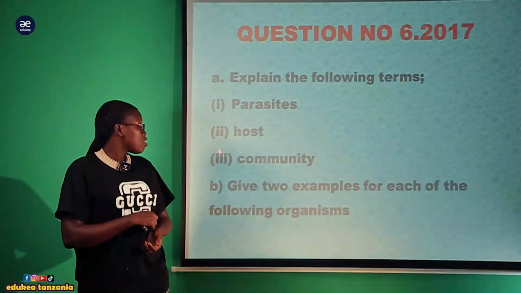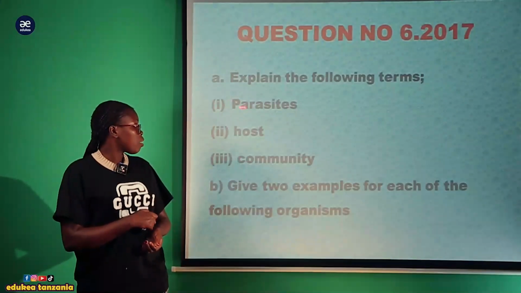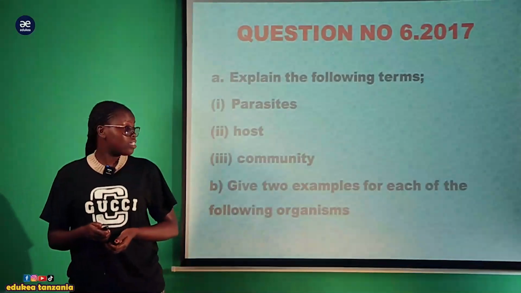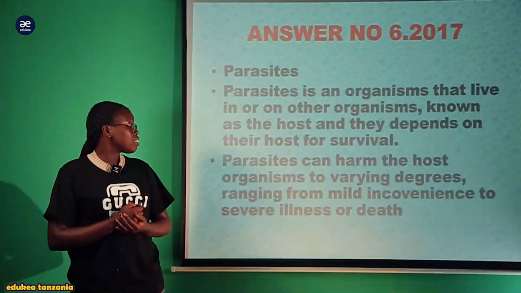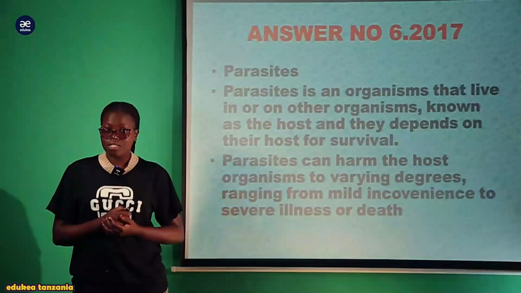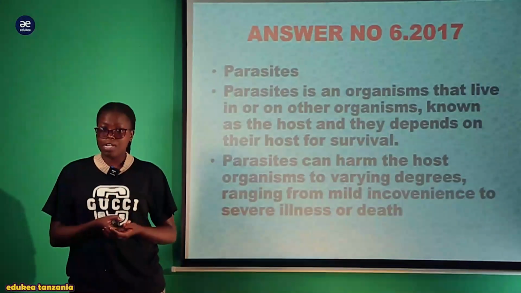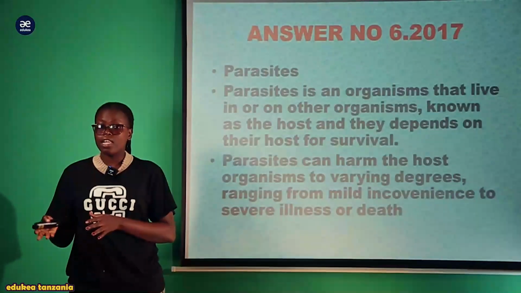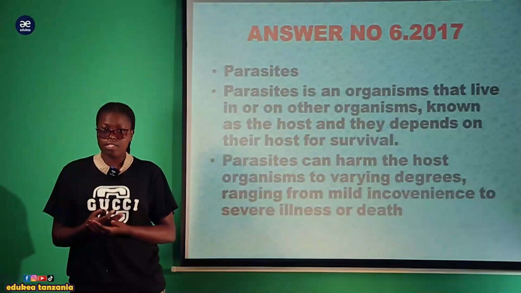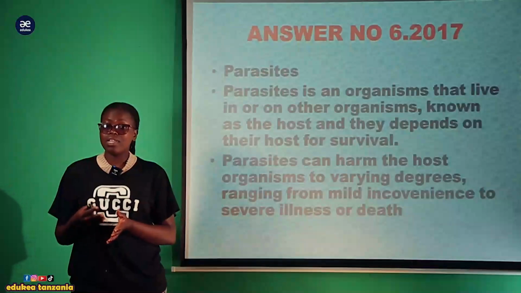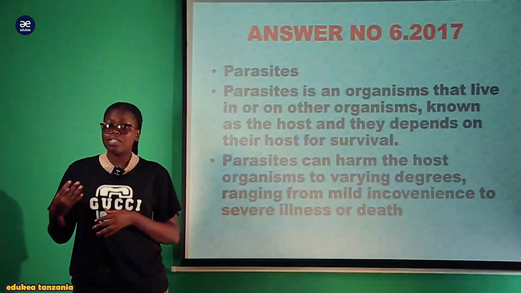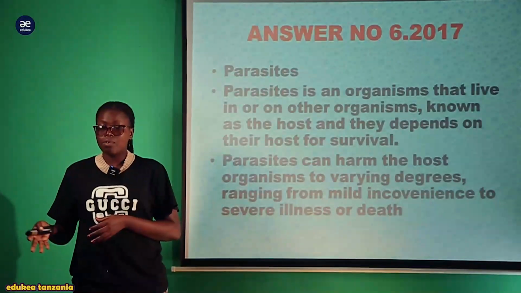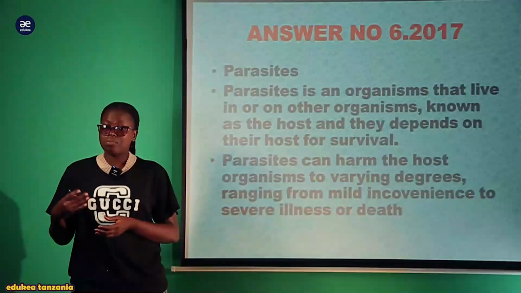Now let us go and answer the question by defining the parasite, host, and the community. By starting with Roman one, you are needed to state the definition of the parasite. Parasites are organisms that tend to live on other organisms. While they live, they tend to harm that particular organism. The parasite benefits while at the same time it harms the host organism, the organism they live on. And that organism is known as the host.